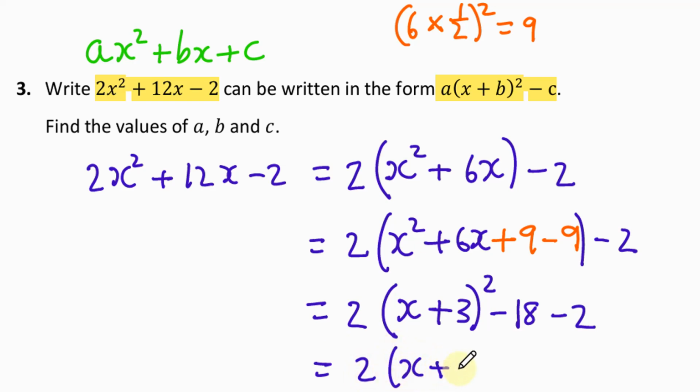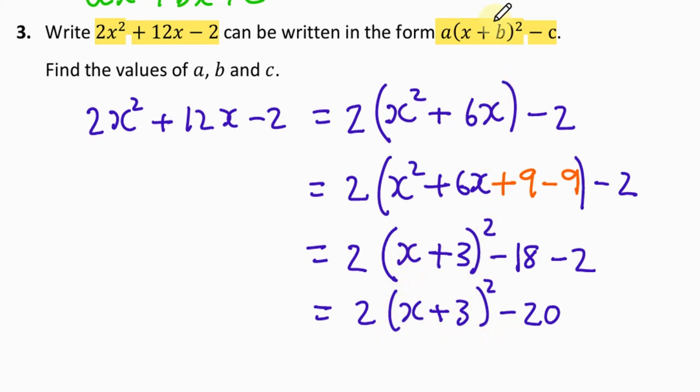Now we can simplify. Negative 18 minus 2 is negative 20. So we have written this expression in completed square form now. To find the values of a, b, and c, we compare our answer to this form. So comparing our answer here to this completed square form, we can see that a is equal to 2, b is equal to 3, and c is equal to 20.